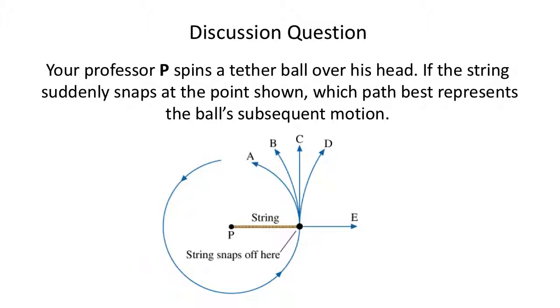This is going to test what we know so far, and we're going to use this to understand forces. Here's what I'm going to do. I'm going to take this tether ball. Imagine you're looking down from the roof at me spinning this ball. So I'm Professor Pete. I spin a tether ball over my head. If the string suddenly snapped at some point along that trajectory, which path best represents the ball's subsequent motion? So imagine, this is the motion. You're looking down on me, and then suddenly, the string gets snapped. Which direction of motion will this ball continue to travel?